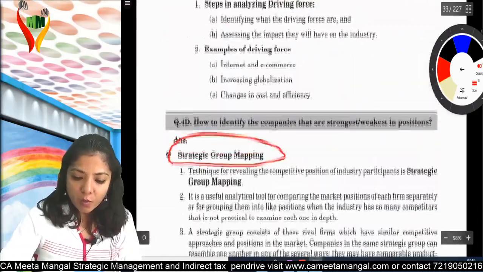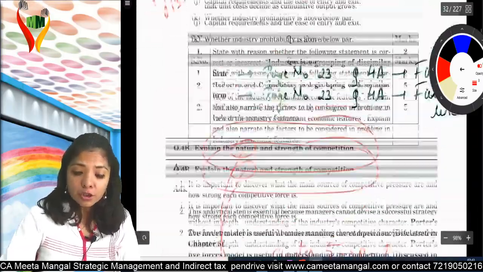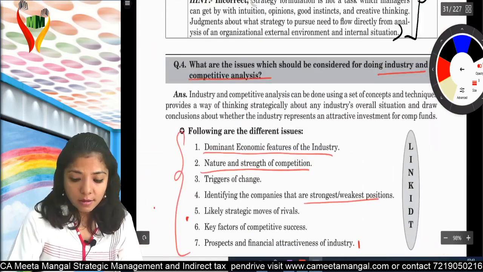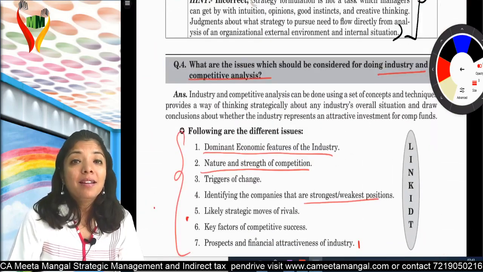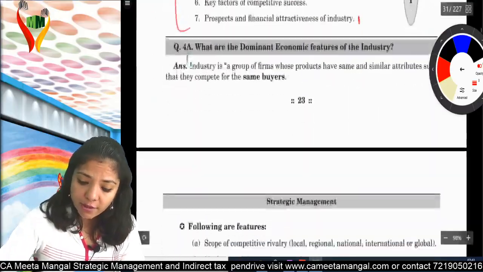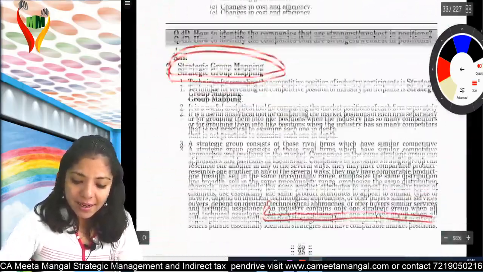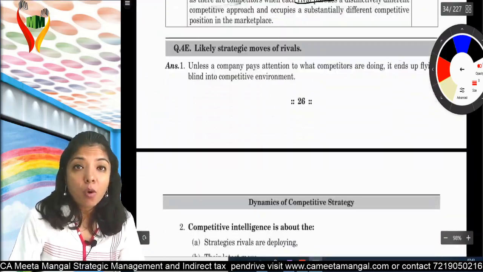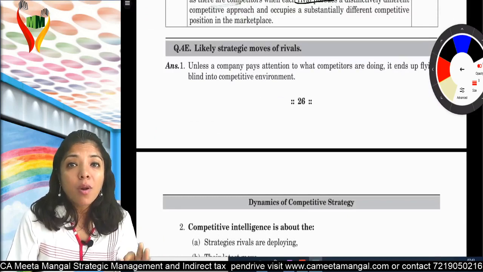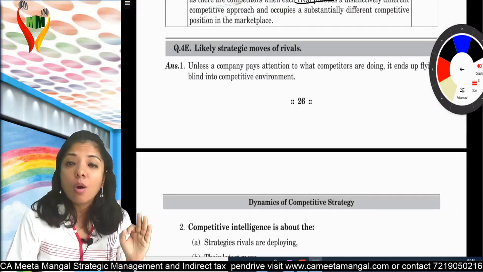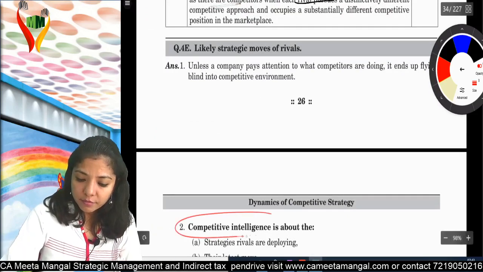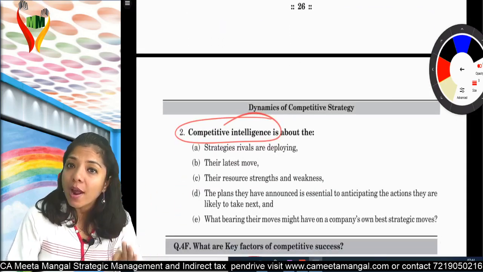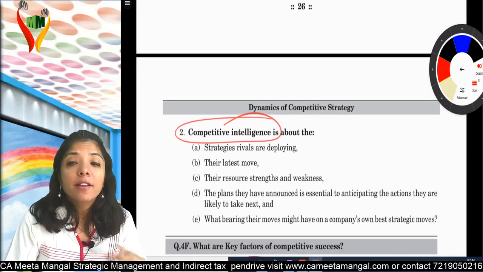That means we have done with question number 40, the fourth issue of industry and competitive analysis. So now let's come to the fifth issue, likely strategic moves of rivals. Likely strategic moves of rivals means what? Keeping an eye on the rivals. Keeping an eye on the rivals is called competitive intelligence.